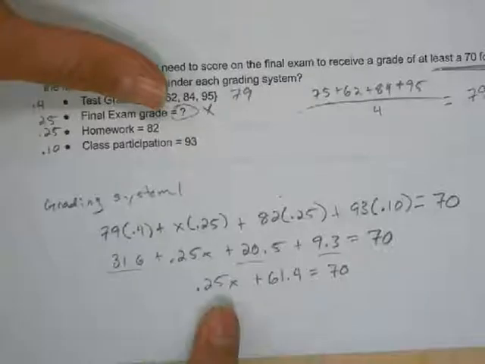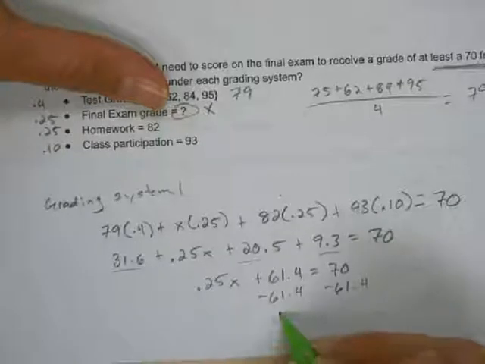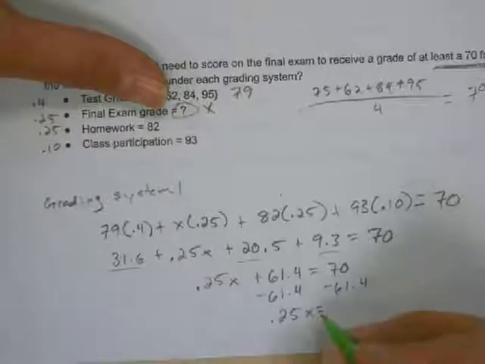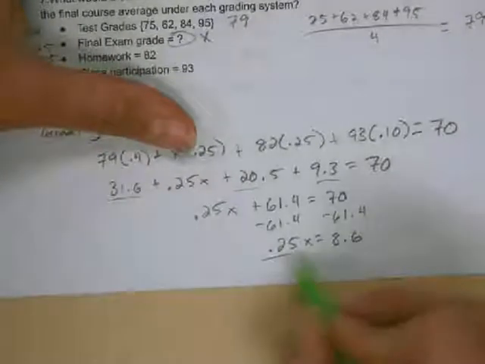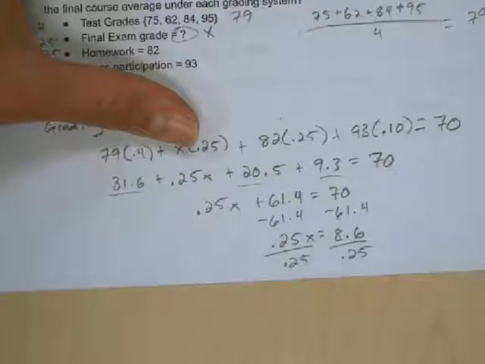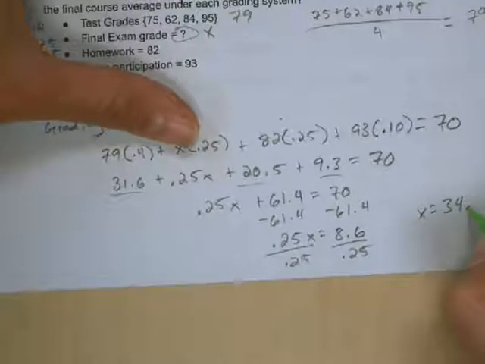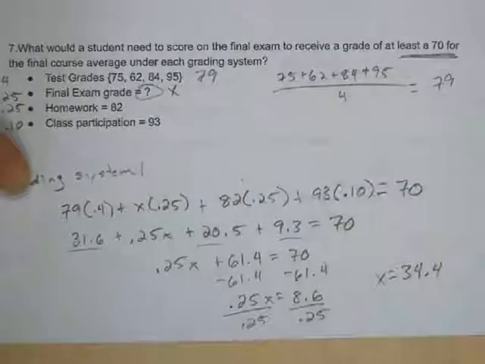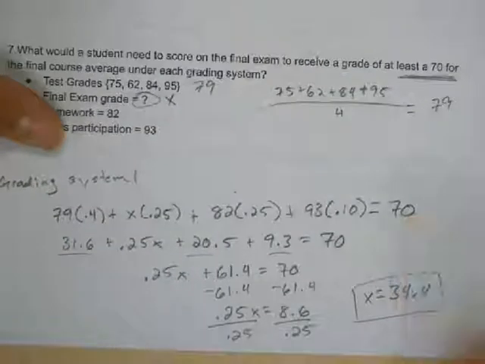Still solving for x, so I'm going to move the constant over. Minus 61.4, so we get 0.25x is equal to 8.6. Right? And then still solving for x, so we're going to divide by 0.25. 8.6 divided by 0.25 gives me x is equal to 34.4. So this person on grading system 1 would need to score 34.4 in order to get a minimum of 70. So if you scored like a 40, then you're good.